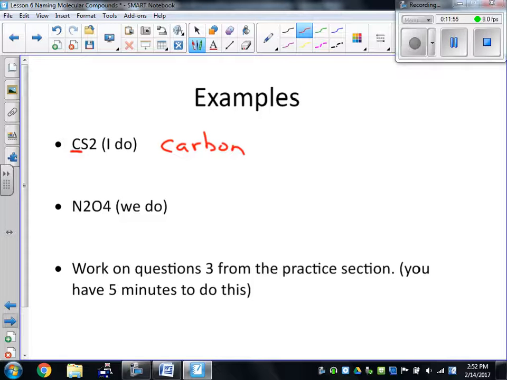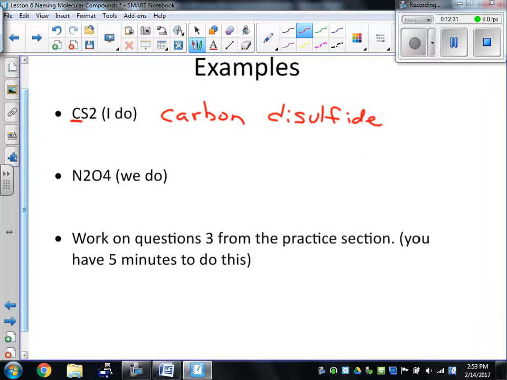I always need a prefix for the second element, always. So this is 2 sulfurs, so that is sulfur, but that turns into sulfide, yes? So sulfur, sulfide, and I need a prefix. Kind of sounds mean, doesn't it? Disulfide. Okay? Good?